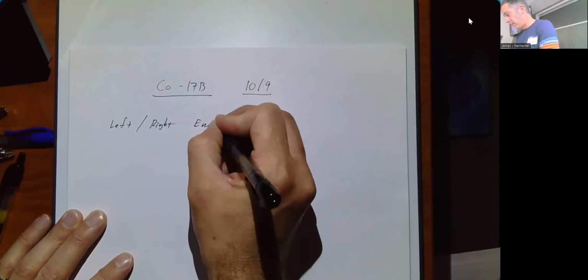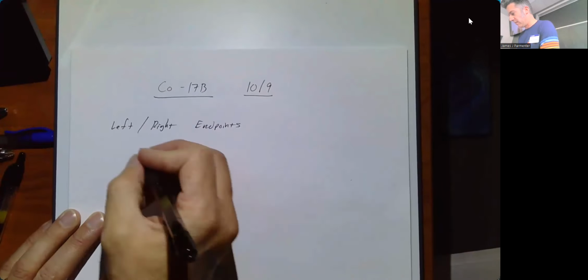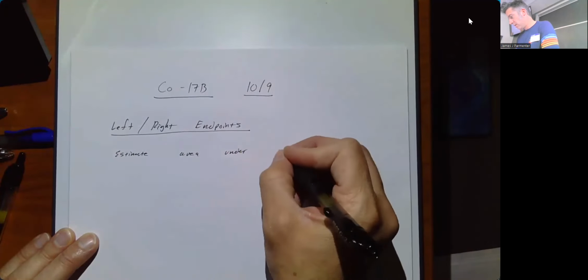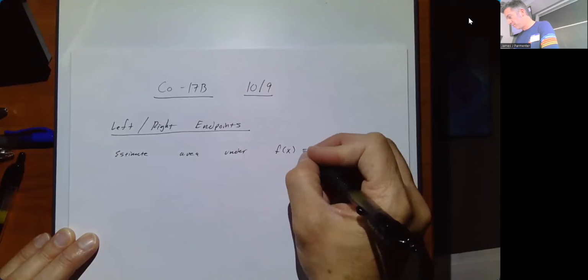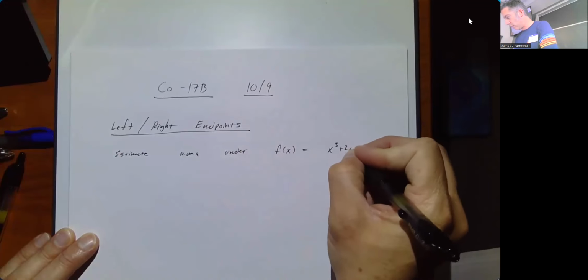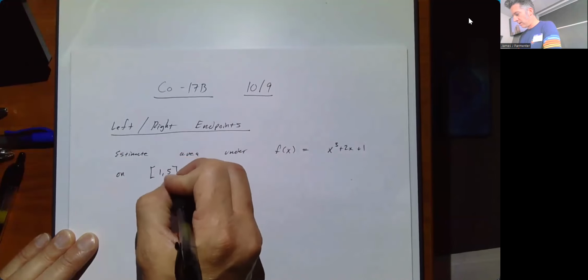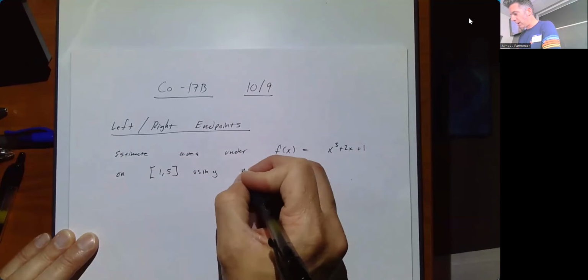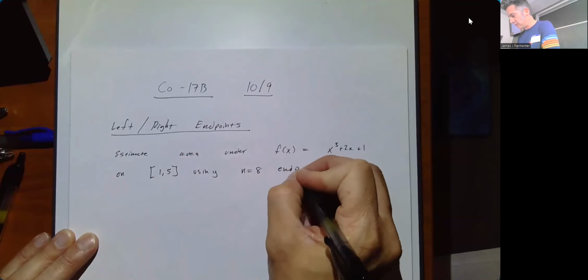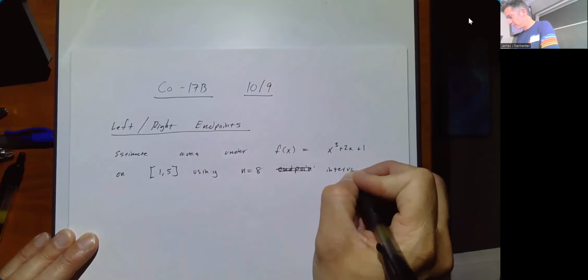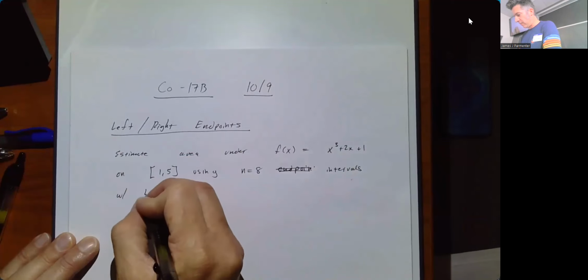And so that's kind of all the information I was given. So let's say we want to estimate the area under f of x equal to x cubed plus 2x plus 1 on the interval from 1 to 5 using n equal to 8 intervals with both left and right endpoints.